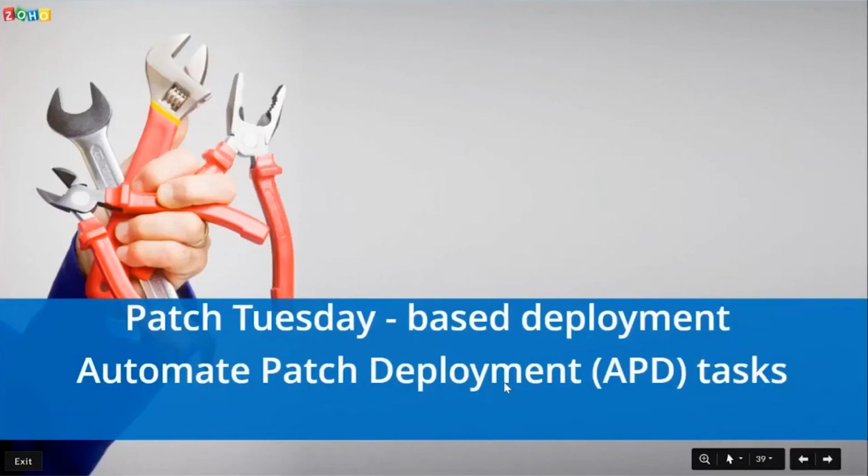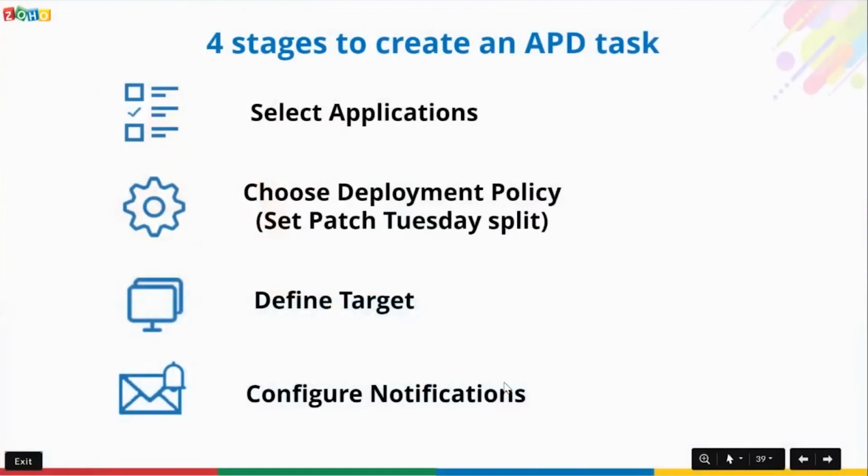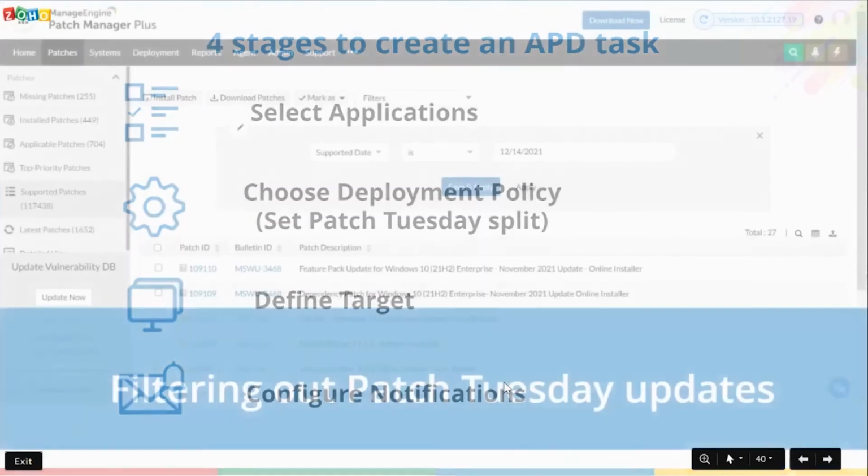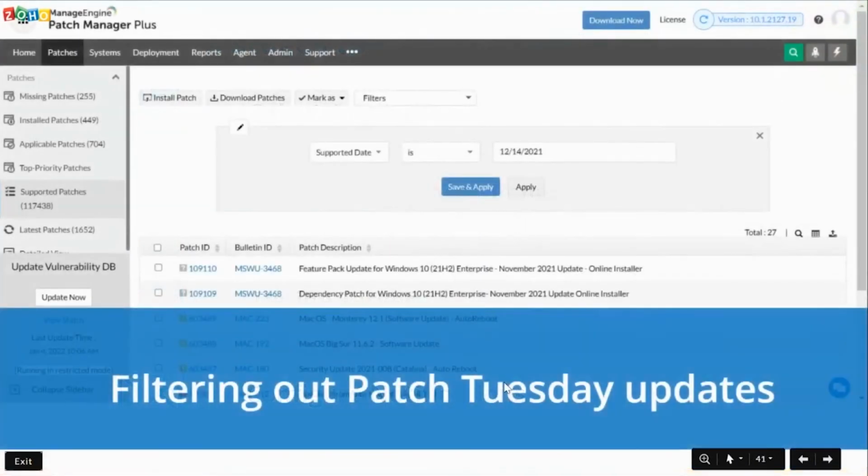So now that we have automated our patch management routine, let's take a look at a few other scenarios that we might encounter while patching. Filtering out Patch Tuesday updates. This is something that most of our users ask how to achieve. This is very simple. All we have to do is go to the relevant tabs and just apply a filter. I'm going to show how this is done.